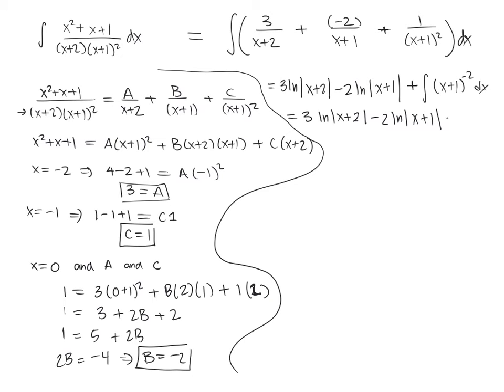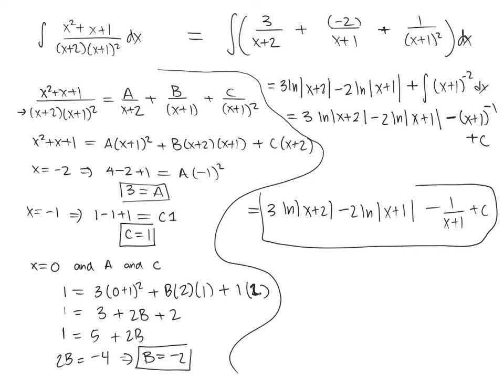So this will be minus x plus 1 to what new power? Negative 1. The hardest thing with these is to run out of space because it just takes so long. So 3 ln absolute value x plus 2 minus 2 natural log absolute value x plus 1 minus 1 over x plus 1 plus c. Would you write that as 1 over x plus 1 or x plus 1 to the negative first? I think either one's okay as long as you use parentheses. Does that make sense?